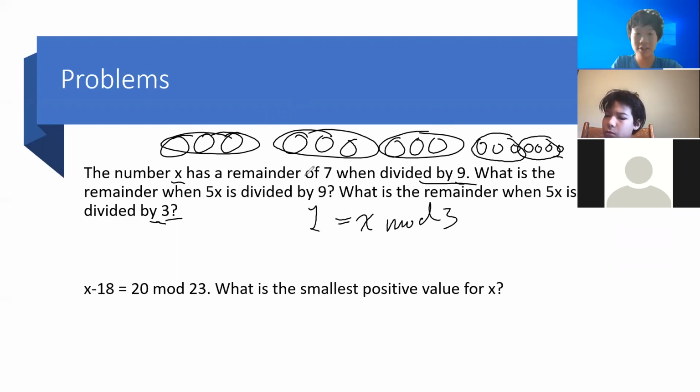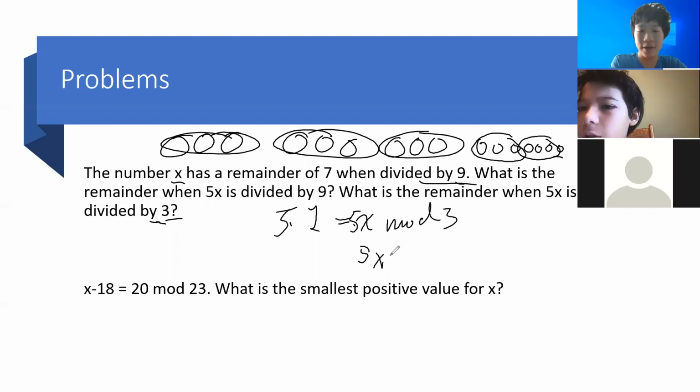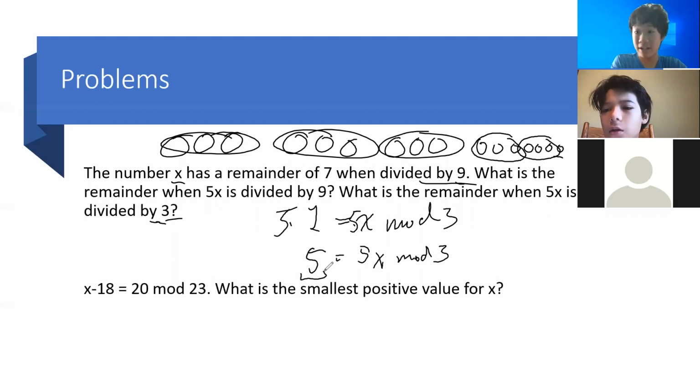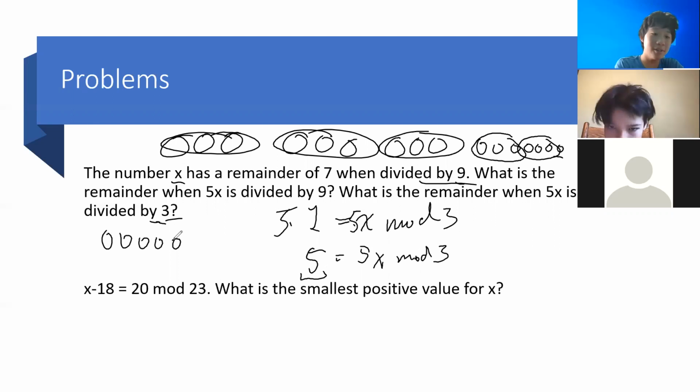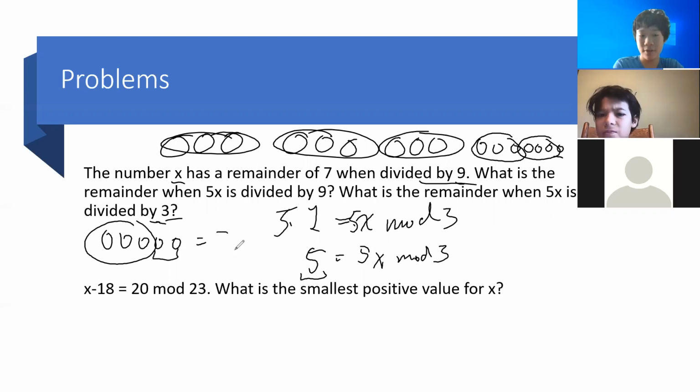Sometimes drawing a picture like that is going to help you solve the problem. So 1 equals x mod 3. We can just multiply both sides by 5. 5x mod 3, well, we have 5 left. This is our remainder, but we can still clump them together. We can take a group of 3 and send them away. So now we've got 2 left, and that's the remainder. So 5 mod 3 is the same thing as 2 mod 3.